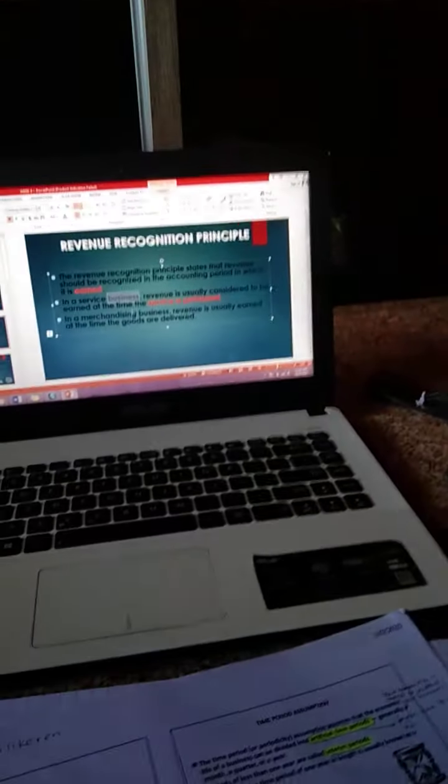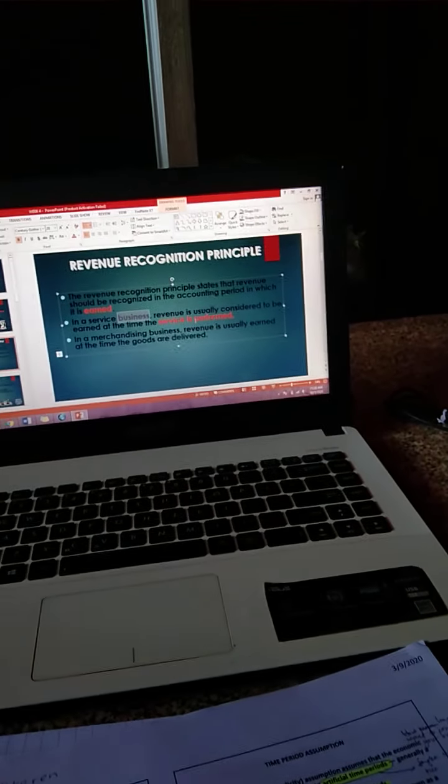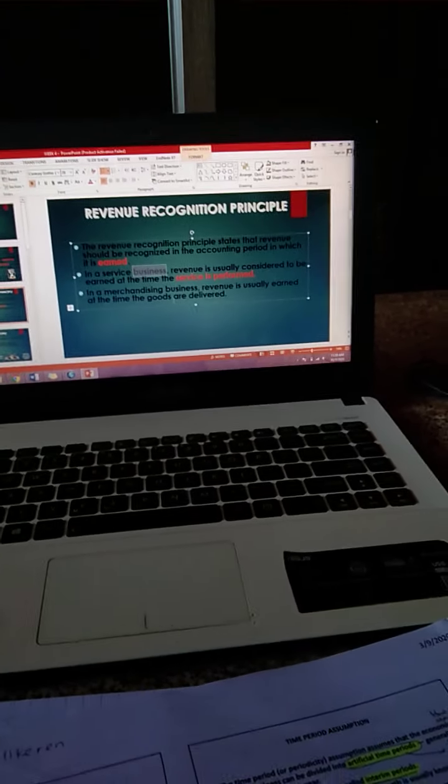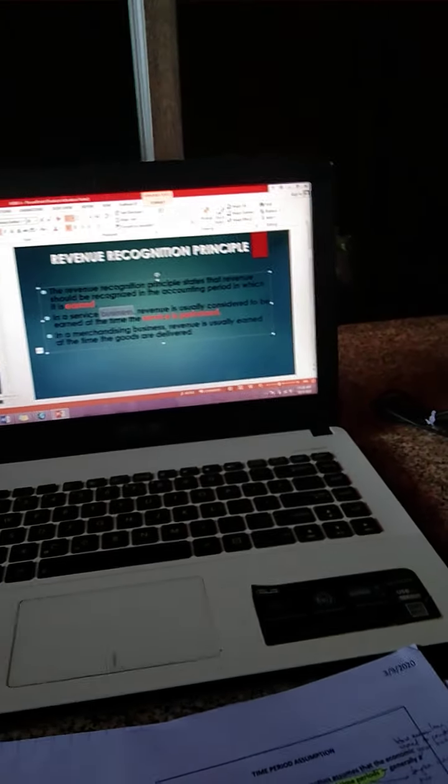Okay, so for the service, when the service is performed, then you can say revenue is recognized. But for the merchandise, when you deliver the goods that you sell just now to the customer, then you can recognize the revenue.